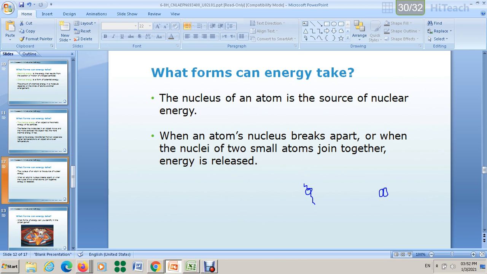Where can we find this? For example, in the sun, a hydrogen nucleus combines with another hydrogen nucleus. So hydrogen with hydrogen, when they combine together, they will make energy. They will first form another atom, which is helium. Due to this combination, energy is released. It's called what? Nuclear energy. So this is about the nuclear energy.